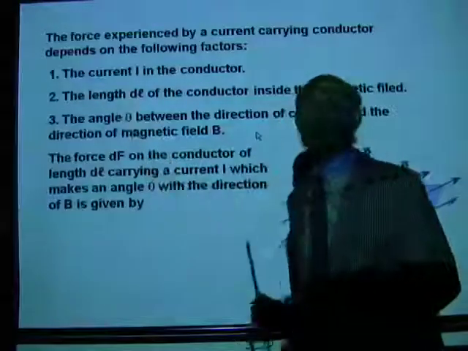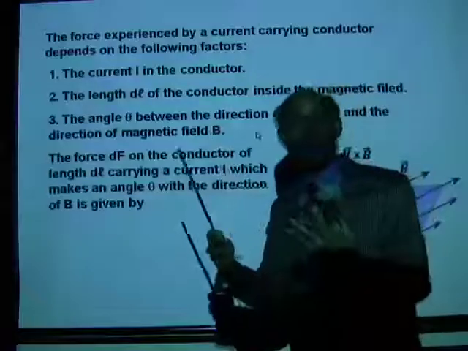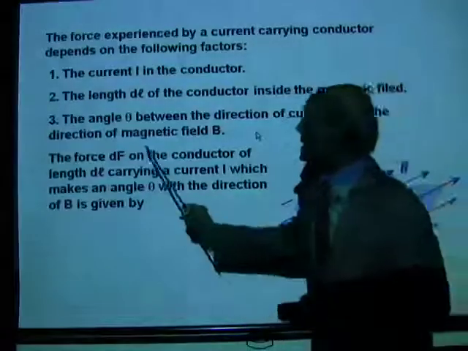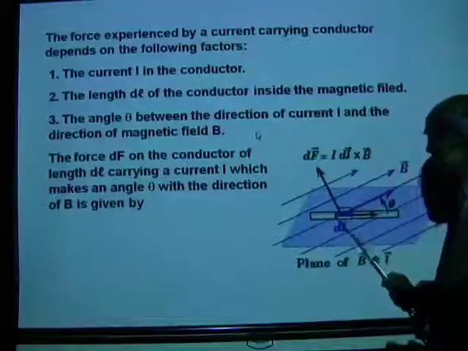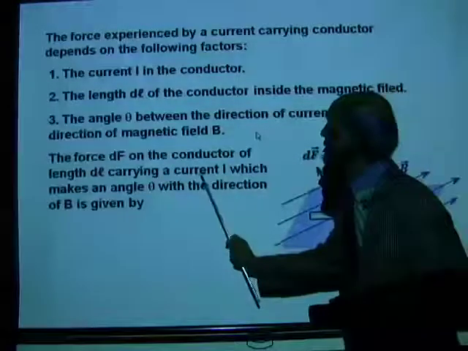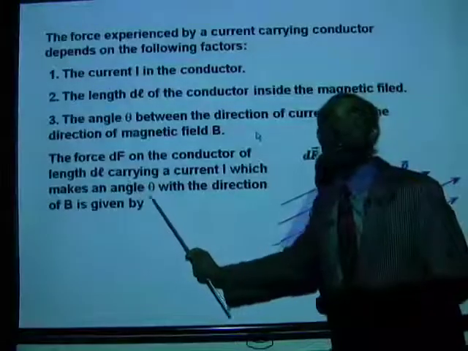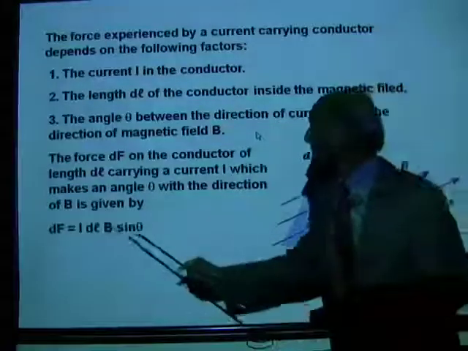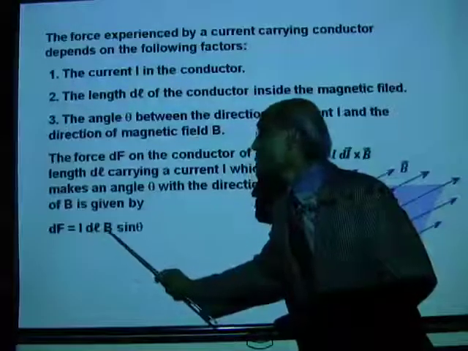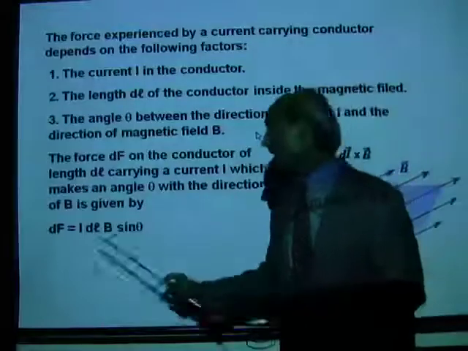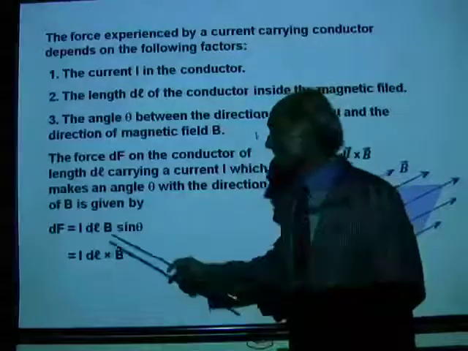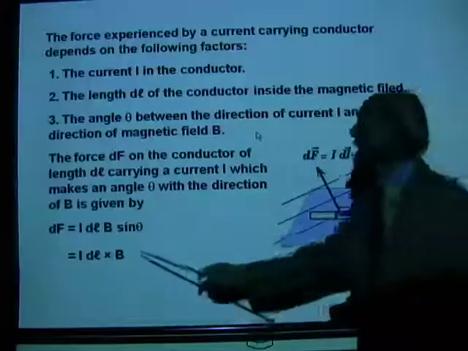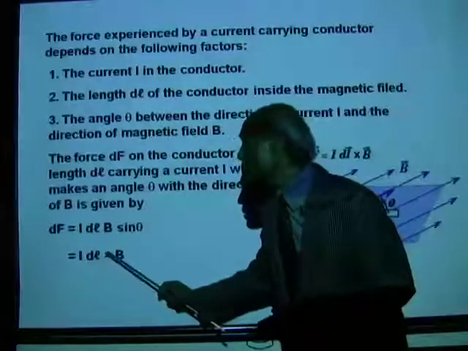These are the three things on which the amount of force experienced by a current carrying conductor depends. And I'm going to now write an equation. If dF is the force experienced by this small element of the conductor that carries a current I, and if theta is the angle between the direction of the current and the direction of the magnetic field, then dF is given by I dl B sine theta. And how do you write this using cross product? I dl is a vector and B is a vector. It is I dl cross B.